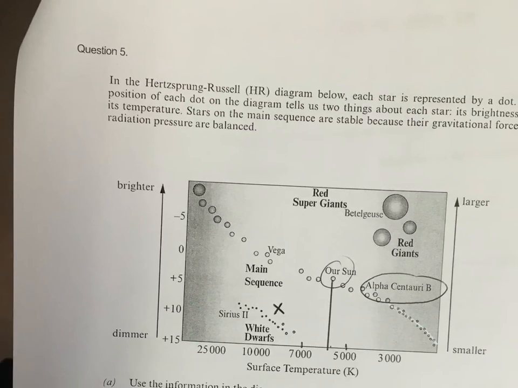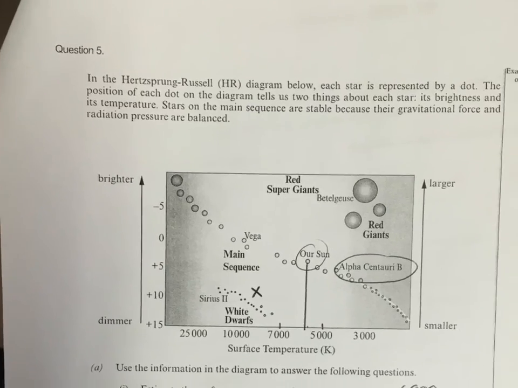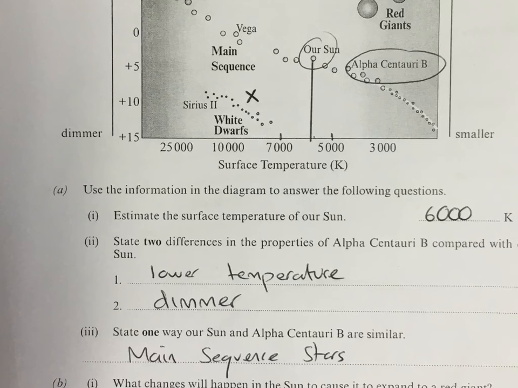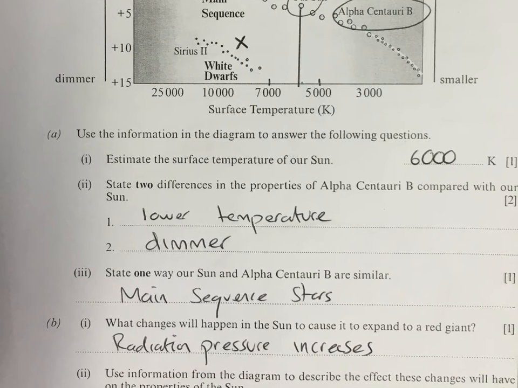Brings us on to question 5 then, the Hertzsprung-Russell diagram. Let me just straighten that up. So, estimate the surface temperature of our Sun. You can see I've drawn a line down from our Sun. And I'm just estimating the temperature there. I think it's round about halfway. Okay, maybe slightly to the right, but I've said 6,000, and that's fine, because the mark scheme will accept anything from 5,500 to like 6,500. So you're looking just an estimation, a range there.